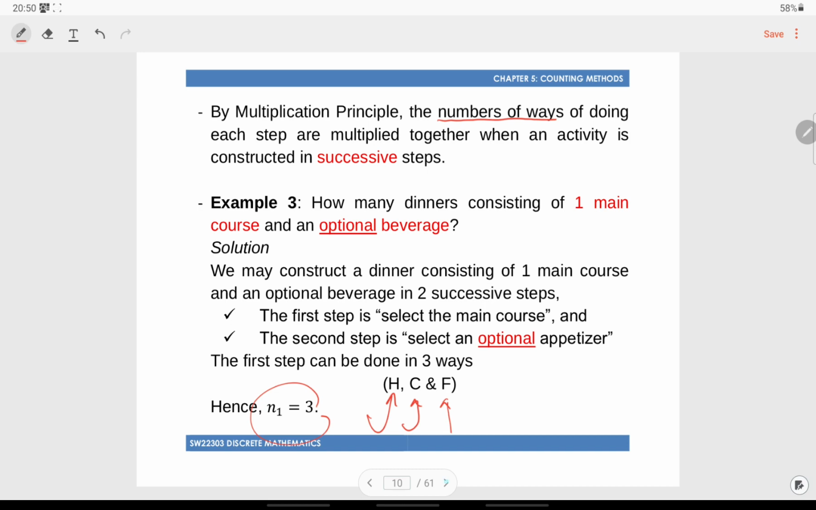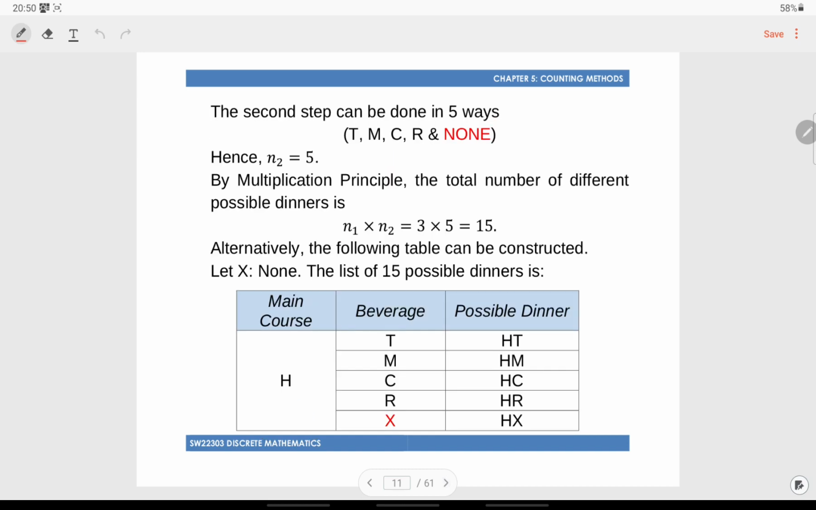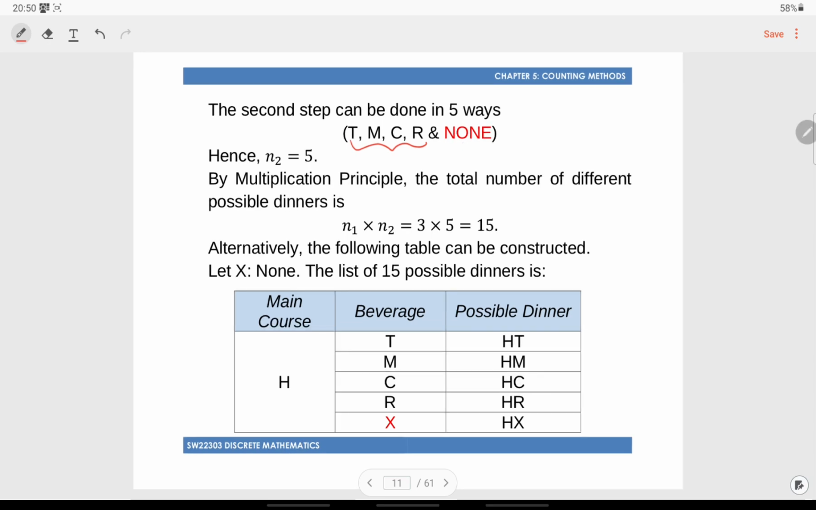So three different ways to do the first step. Okay, we move to the second step. The second step can be done in 5 different ways. Originally, there are only 4 different beverages. We have T, M, C, and R. In the original menu table, we have only 4 different beverages. But because the second task is optional, we can have one beverage or no beverage, so we have an additional option.